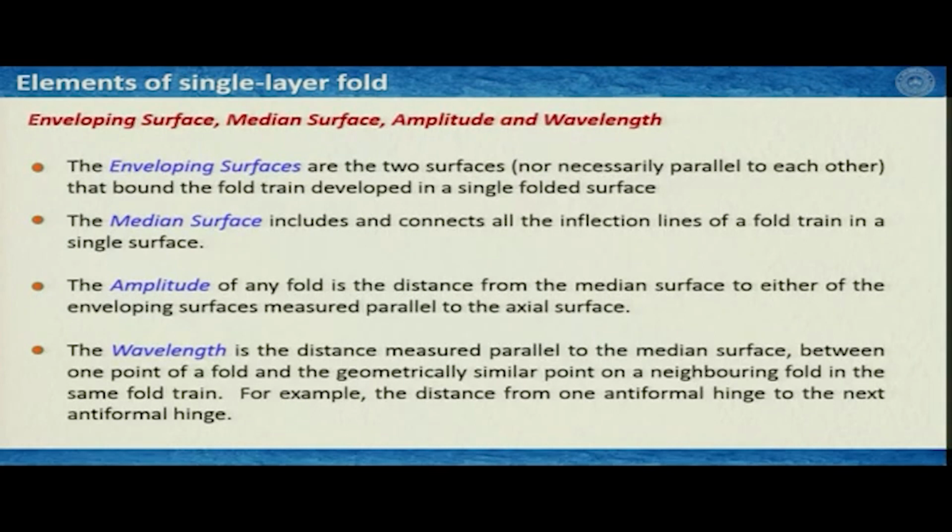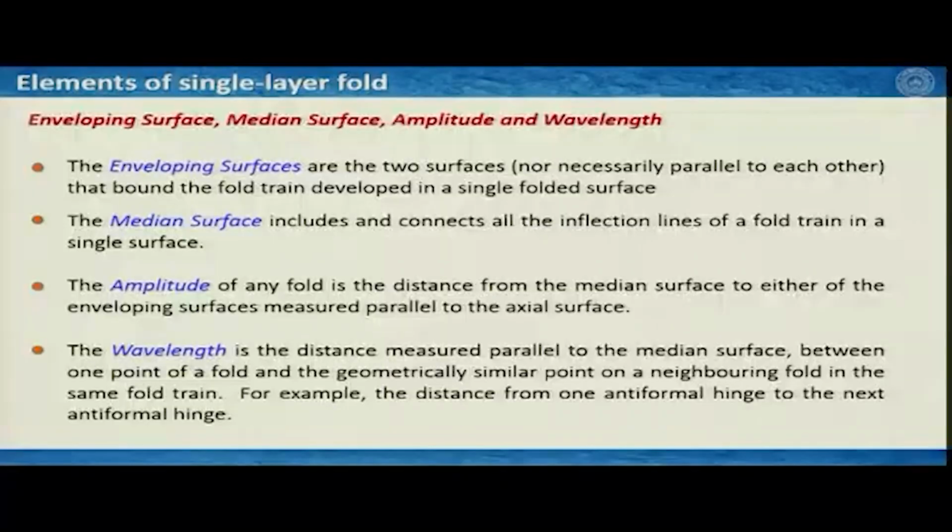So, once we have, as I said in the very beginning, the way the lecture would proceed, we first learned points, then we connected the points, we got hinge line, we got inflection line, and now we try to see if we can connect the lines in a way to define the fold's geometry in much better way. So, here come 4 terminologies: enveloping surface, median surface, amplitude and wavelength.